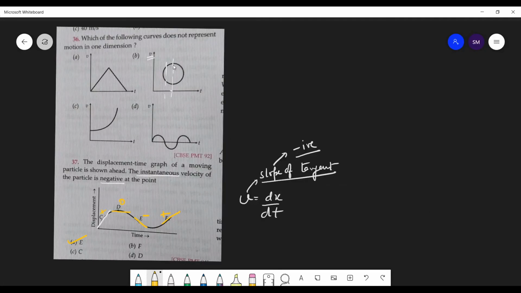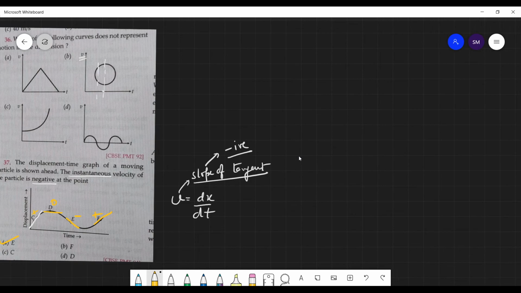So students, here B was not possible because you cannot have two velocities at a point, and here instantaneous velocity will be negative where the slope of the tangent will be negative. So let's see the next question now.